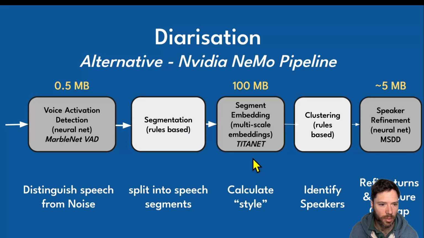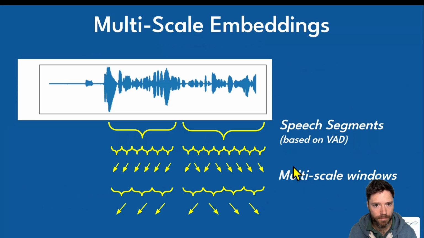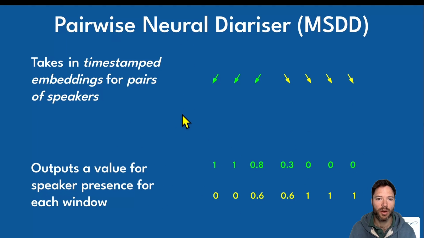Now, just note again the model sizes. We have still a small voice activation detection model. The default embedding model is larger, and this refinement module here, which is a neural net, is also quite small, 5 megabytes, and should be fairly fast. So let me first describe how the pairwise neural diarizer works.